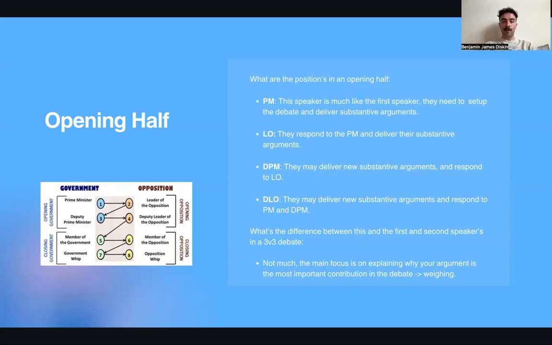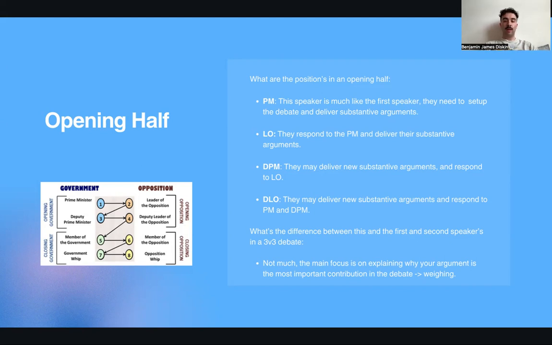Now that we've covered that, that is largely all that occurs in an opening half. And hopefully you're sitting here thinking, that seems pretty manageable. It's not too different from BP. There's just a slightly greater need to perhaps insert some new substantive arguments or a couple of new reasons for the arguments you've already given, if you can do that. And there's also the importance of doing explicit, clear weighing, which for most experienced 3v3 debaters should seem pretty natural and shouldn't seem that daunting.